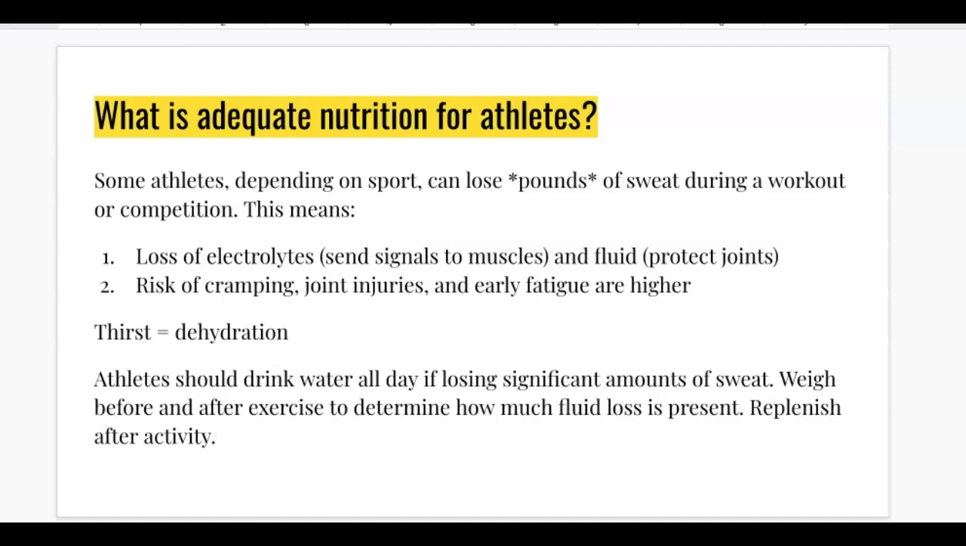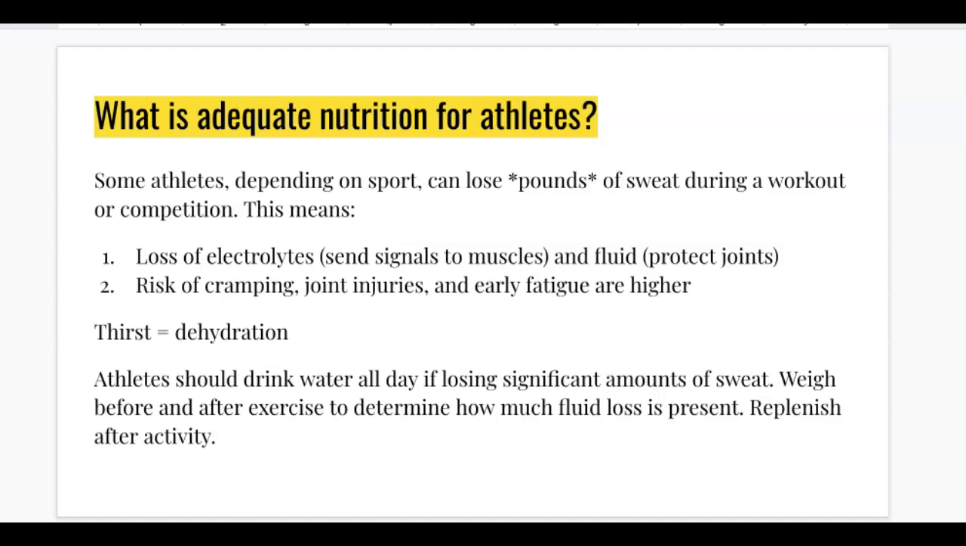Depending on the sport, some athletes can lose pounds of sweat during a workout or competition. With that loss of fluid, you're getting a loss of electrolytes, and electrolytes are important because these send signals to the muscles, and that fluid helps to protect the joints. All of that combined is going to increase the risk of cramping, increase the risk of joint injuries, and also promote early fatigue during that exercise. So it's very important that that fluid is replaced in the appropriate manner for athletes.